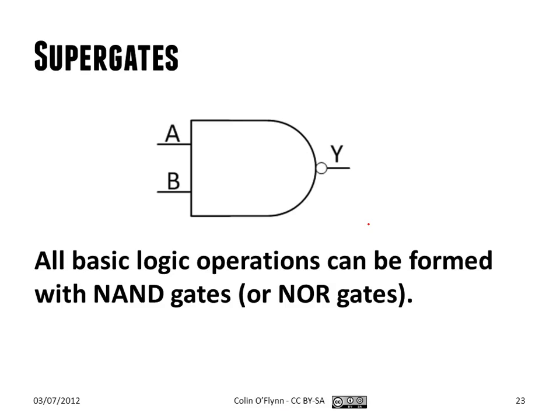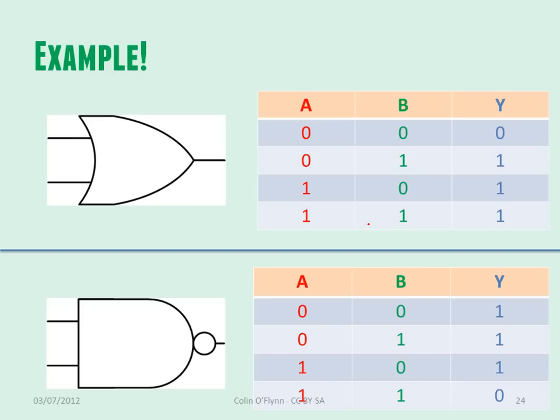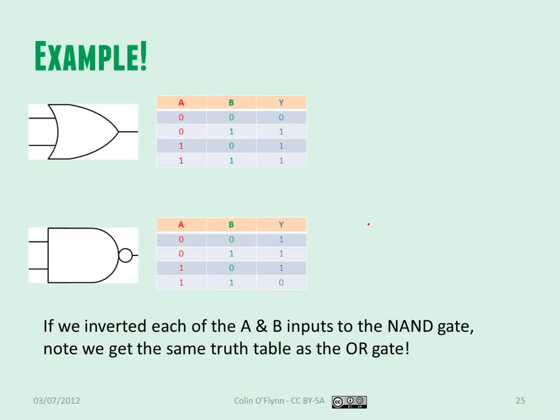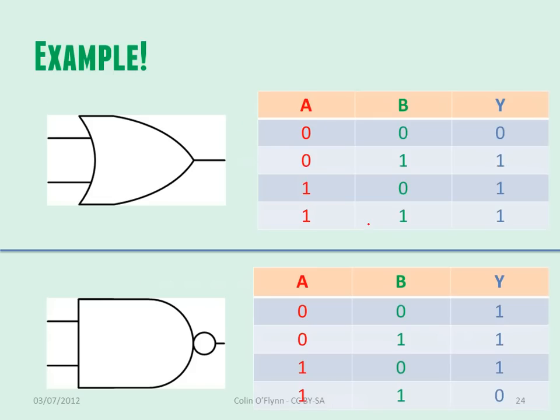So an interesting point here is that I've shown a few different gates, and that we can actually make, and this will be, I think, one of your first assignment questions, is using only one type of gate to make any other operation you want. And you can, in fact, just use NAND gates or just use NOR gates and do everything with them. So as an example, we'll compare. Say we want to make an OR gate, and all we have is an infinite supply of NAND gates.